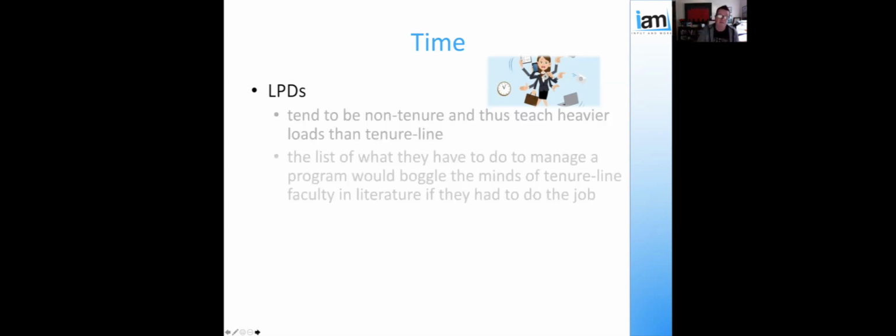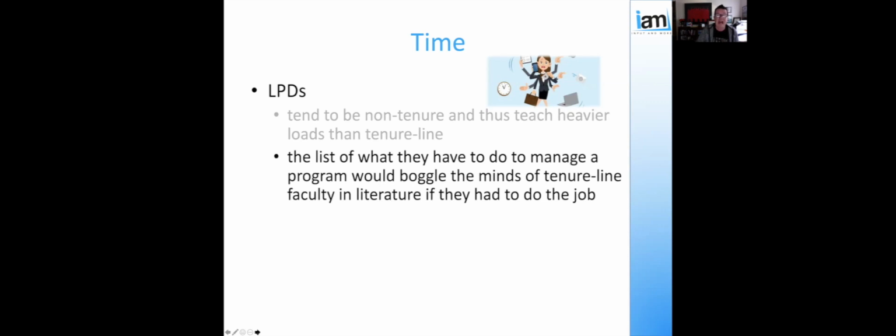Language program directors tend to be non-tenure and thus teach heavier loads than tenure line faculty because they're assumed not to do research and some of the other service components. They're given more teaching to do. Sounds good, right? Except that what they have to do to manage a program would boggle the minds of tenure line faculty in literature and even in linguistics if they had to do the job.